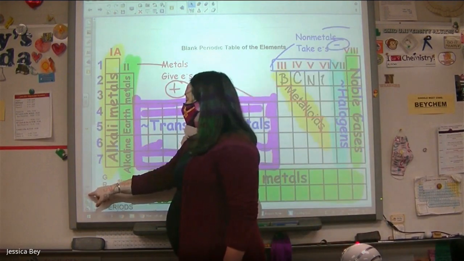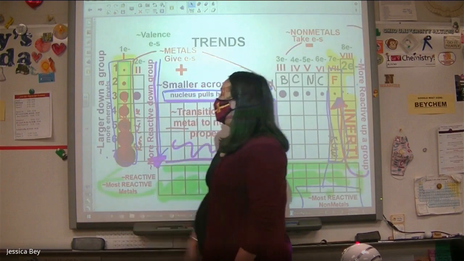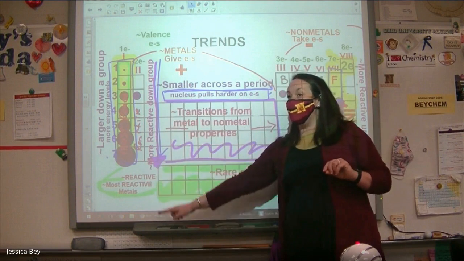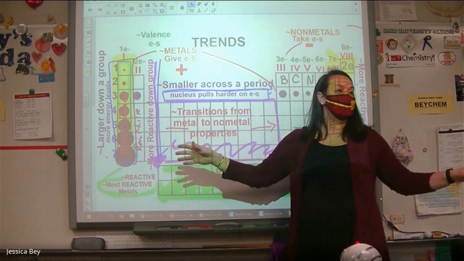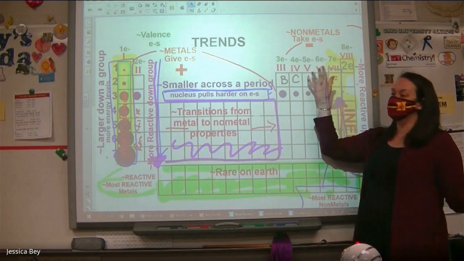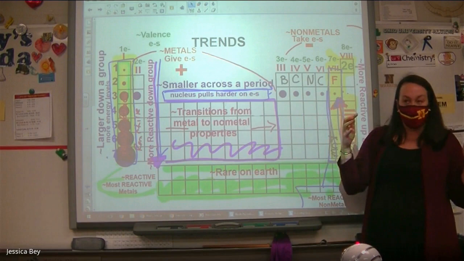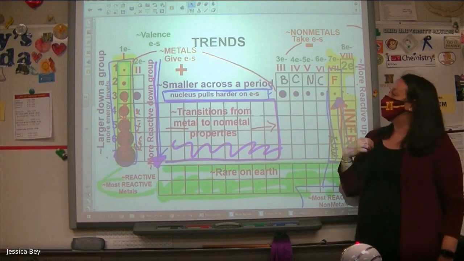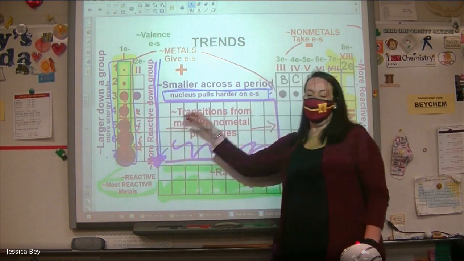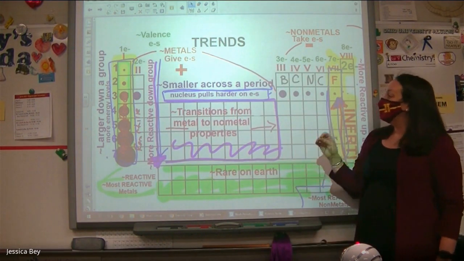And then as far as the trends go, I wrote this like 15 times. Here we go. For size, remember they get bigger going down because you get more and more electrons. And they get smaller going across because the nucleus pulls harder on the electrons, pulling them in. As far as charge, the metals are positive. The nonmetals tend to become negative, and we're going to go further into that in the next unit.